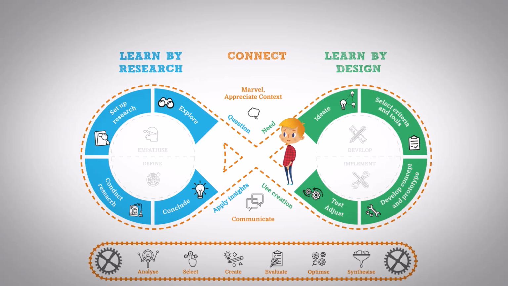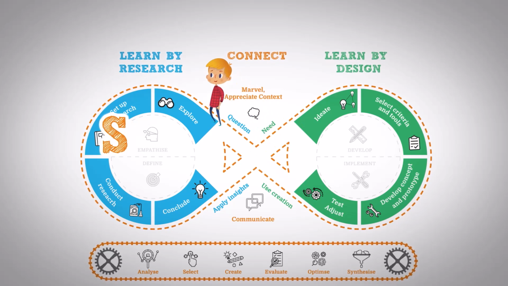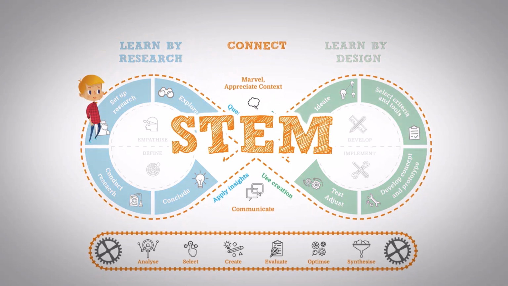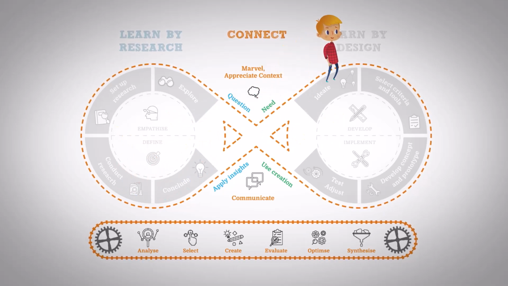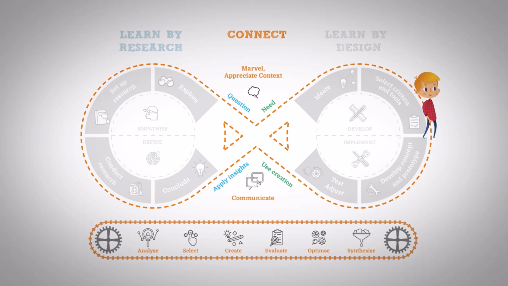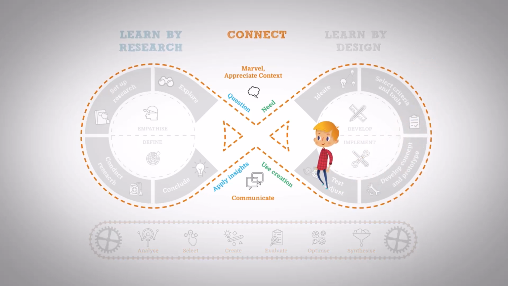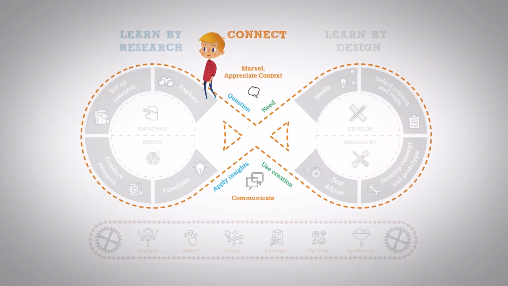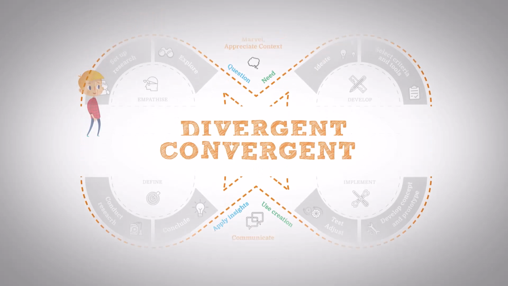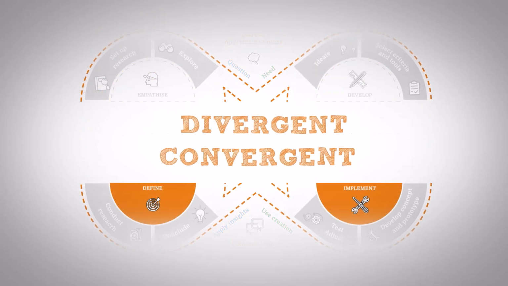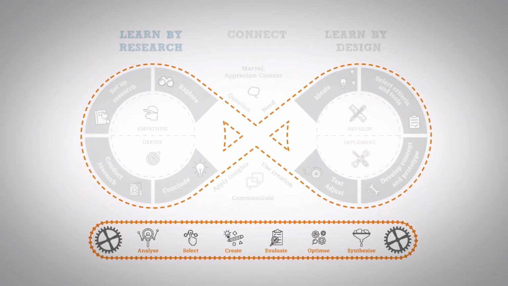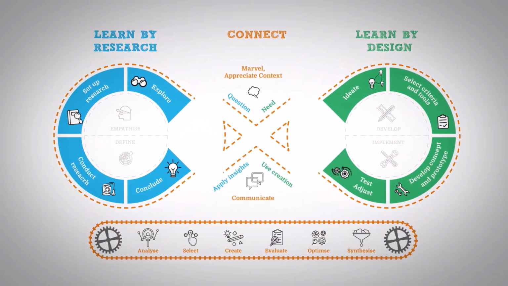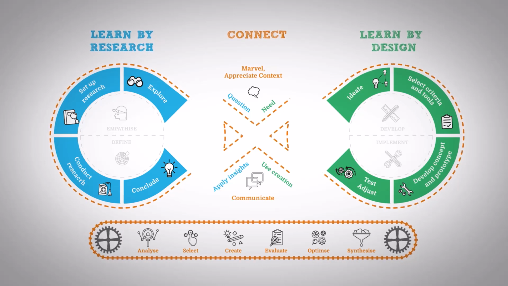Connect is the engine of the STEMOOV model and the glue that brings S, T, E, and M together to form STEM. When going through the different steps of research and design, phases of divergent and convergent thinking will alternate in line with the principles of design thinking. The STEMOOV model is modular. The different components can also be used separately, depending on the target group and the STEM challenge involved.